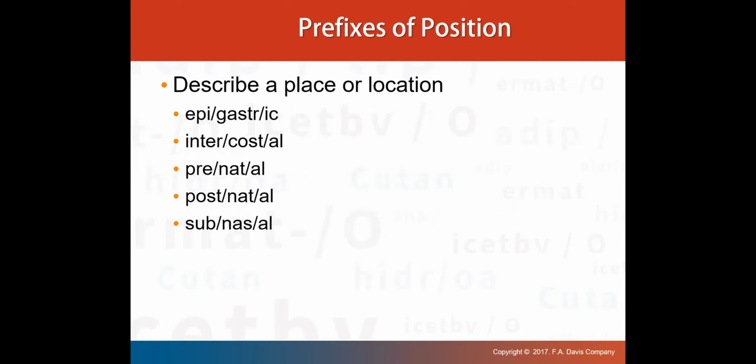So when we're talking about a location, epigastric, we're talking about kind of around or right above the stomach. Intercostal, we're talking about in between, intercostal spaces in between the ribs. Prenatal, before you have the baby. Postnatal, after you have the baby. Subnasal, and sub is below, right? Below the nasal cavity.